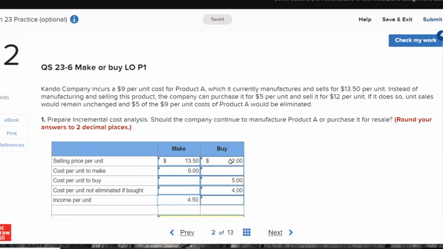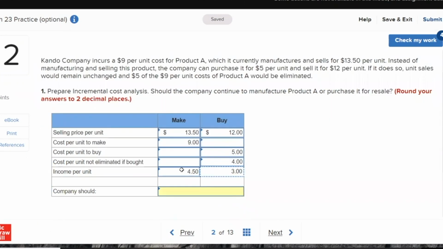Now, on the other hand, if we buy it, we can only sell it for $12, and it's still basically what costs us $9 to buy it. So that's going to be $3 profit. This looks better, making it looks better. And hopefully you kind of figured that out on your own, because it looks like the cost is $9 either way, right? It's $9 to make it, and to buy it, it's $5, but we still have that $4, so it's still $9. The difference is we can sell it for $13.50 if we make it, and only $12 if we buy it. So that's the difference there, $1.50.